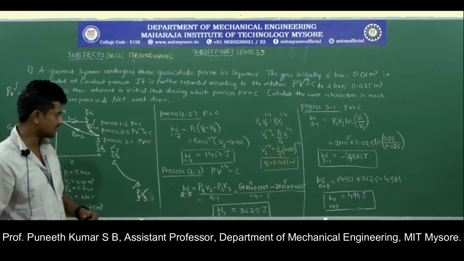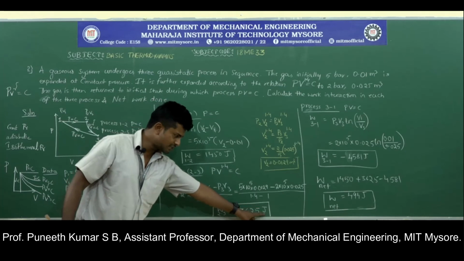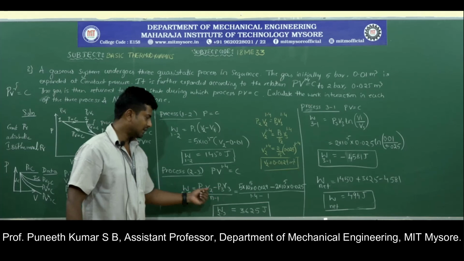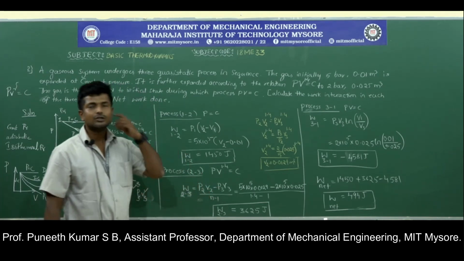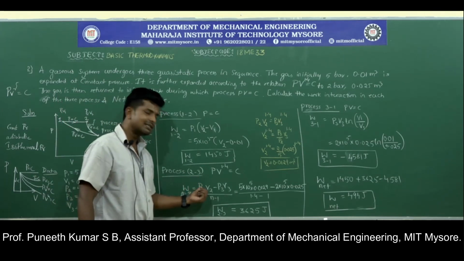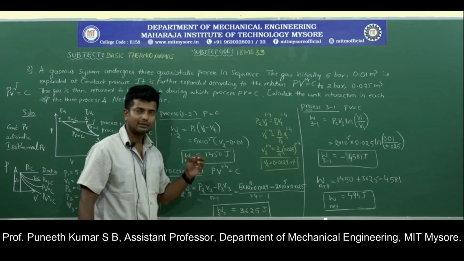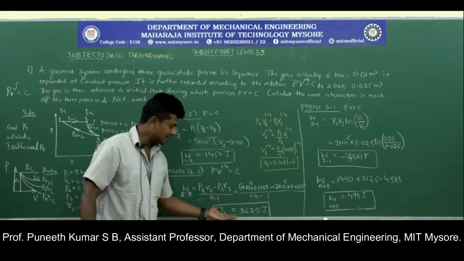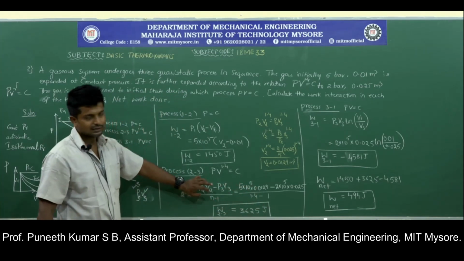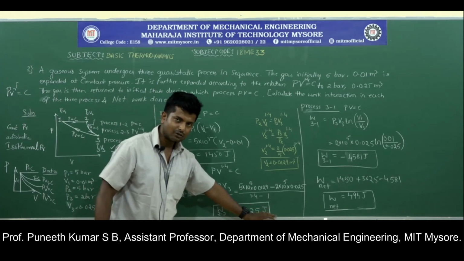3625 joules. We should make sure that if this work is to be in joules, all the units of pressure and volume should be in basic SI units. As pressure here is in Pascal and volume is in meter cube, only then we are getting the work unit in joules. If the pressure is in kilopascal, the work comes out in kilojoules.